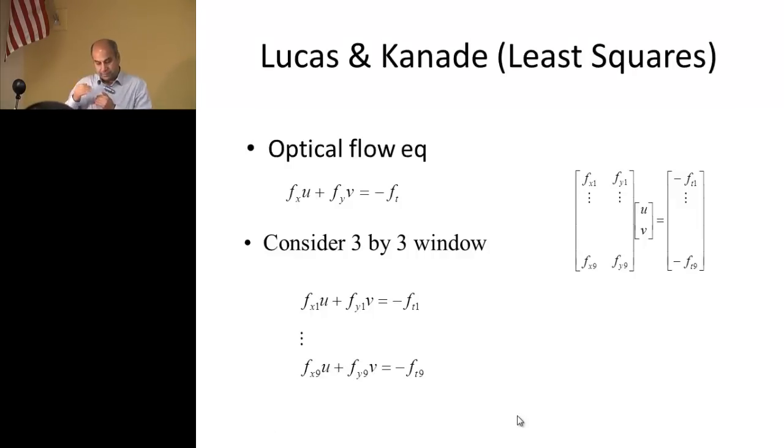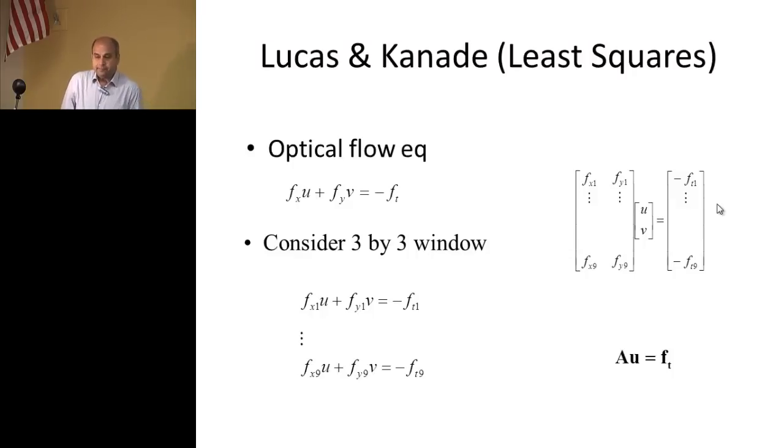The matrix we have has 9 rows and 2 columns, and the vector on the right side has 9 rows and 1 column. So this is 9 by 2, 2 by 1, and this is 9 by 1. Now we will call this matrix A for short, U as a vector U, and FT, in bold, is a vector.